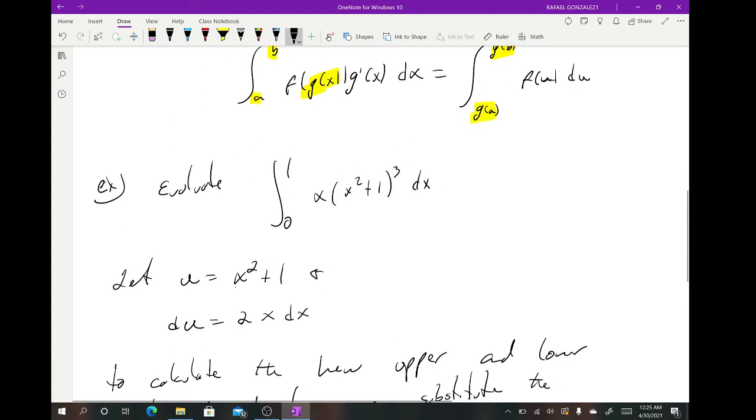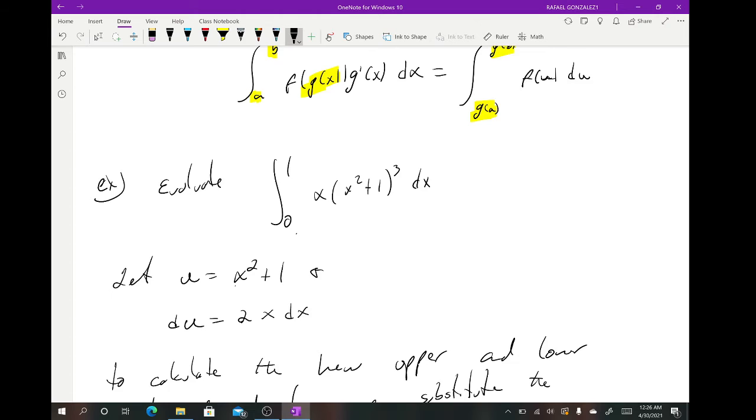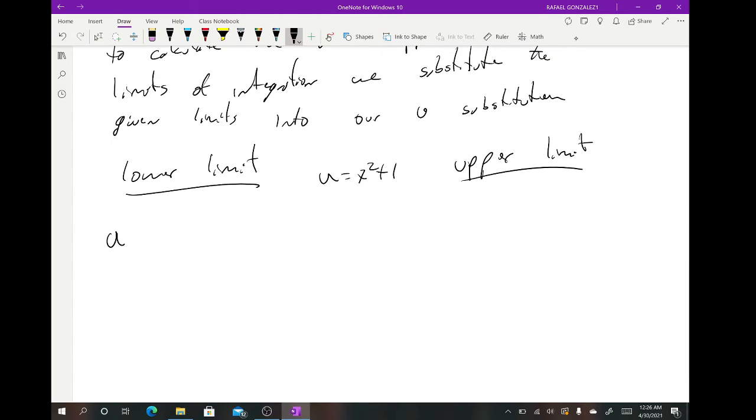What was the lower limit here? The lower limit was 0. The upper limit was 1. So what am I going to do? I'm going to do u is equal to 0 squared plus 1. And here I'm going to do u is equal to 1 squared plus 1. I'm just plugging in the limits. The lower limit was 0, so I'm plugging in 0. The upper limit was 1, so I'm plugging in 1. So I get u of a and u of b: the lower limit is going to be 1, and the upper limit is going to be 2.